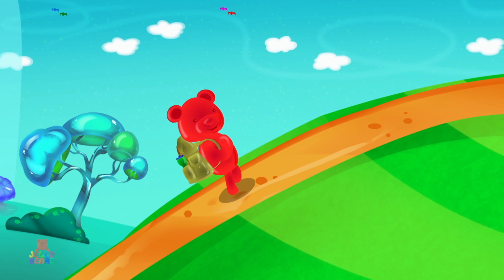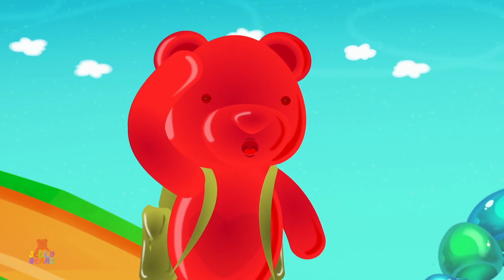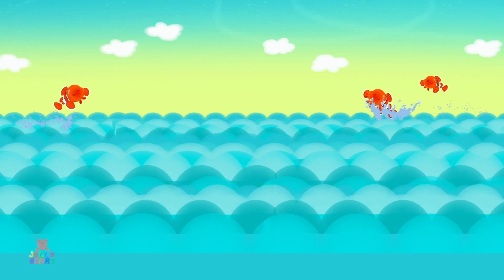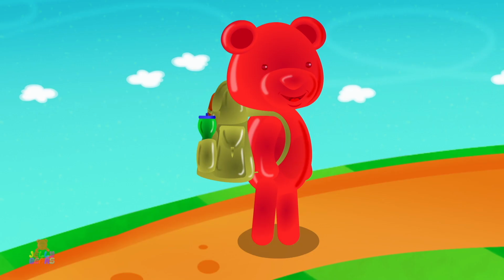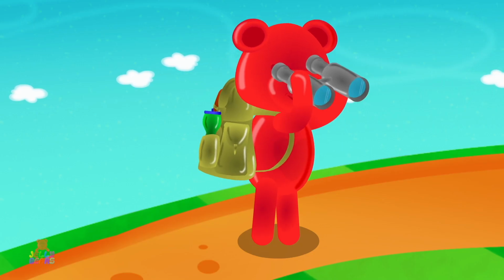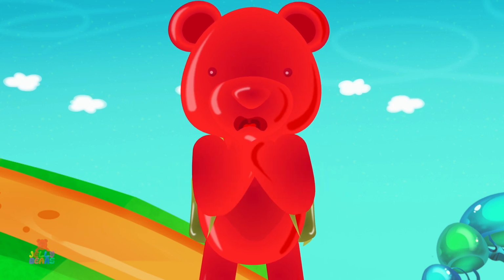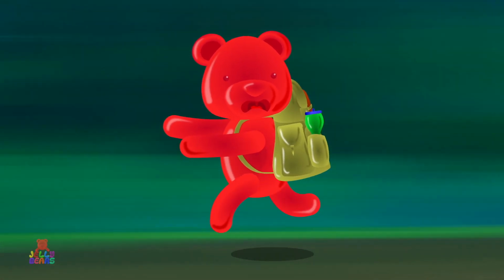The bear went over the mountain, the bear went over the mountain, the bear went over the mountain to see what he could see. And all that he could see, and all that he could see was the other side of the mountain, the other side of the mountain, the other side of the mountain. Was all that he could see.